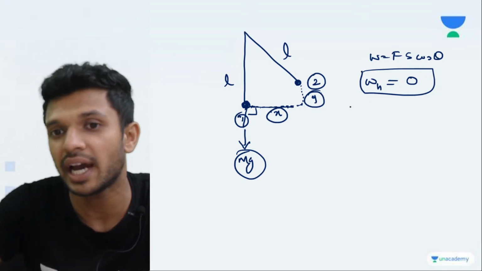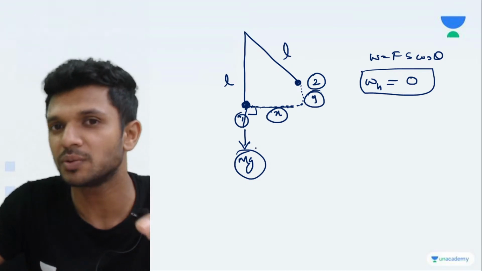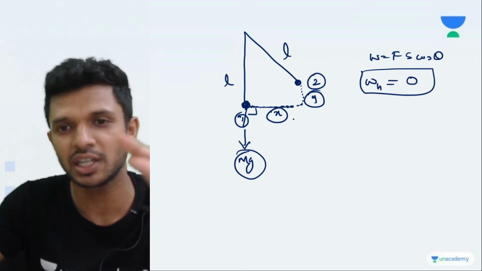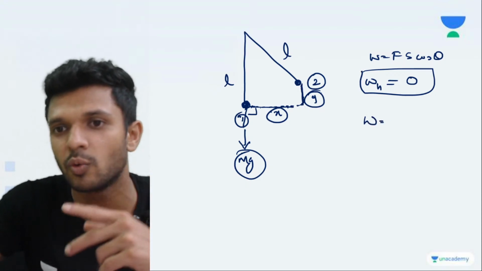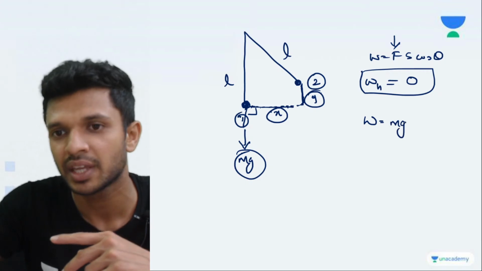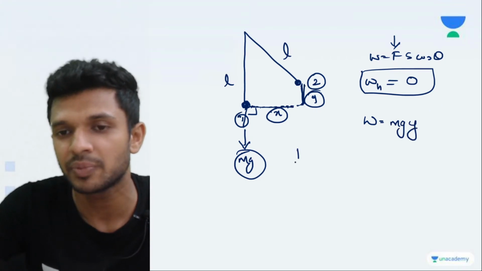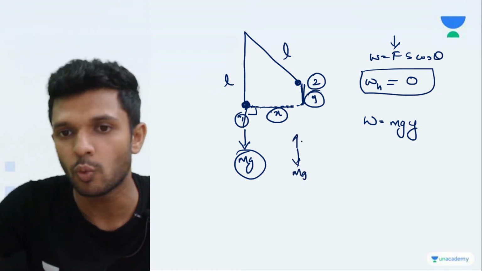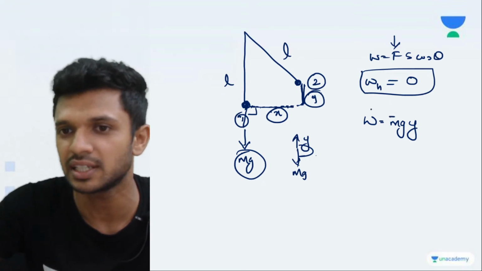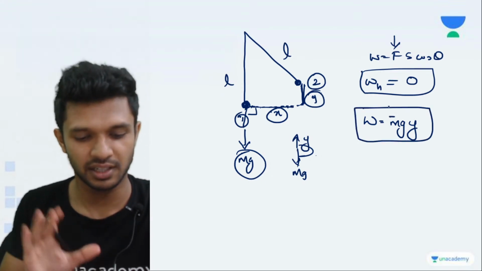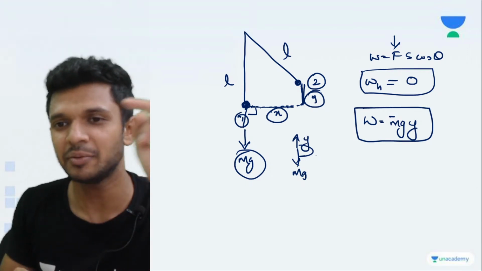Now you have to know that the force mg is only doing work on the body, in the y direction. Work done is force mg times displacement, which is this y. And what is the angle between them? mg is downward, y is upward, so the angle is 180. Cos 180 is minus one. That's all. What did I say? Work done by gravitation is minus mgy.